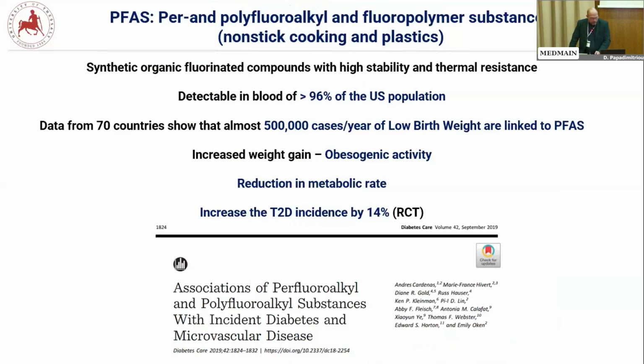What about PFAS? PFAS are used mainly in non-sticking cooking and plastics. And we must be very alarmed because they are detectable in the blood of more than 96% of the US population. The major thing that they do is that they lead to low birth weight. Almost 500,000 cases per year of low birth weight are linked to PFAS. They also have an obesogenic activity, inducing reduction in metabolic rates and increasing type 2 diabetes incidence by 14%. And this is an RCT, this is hard data.